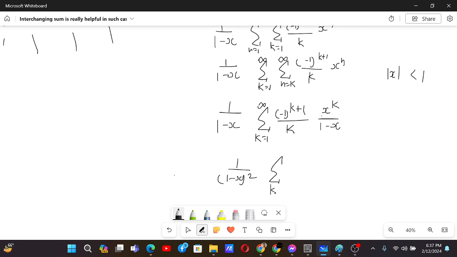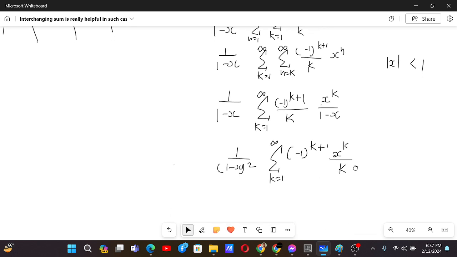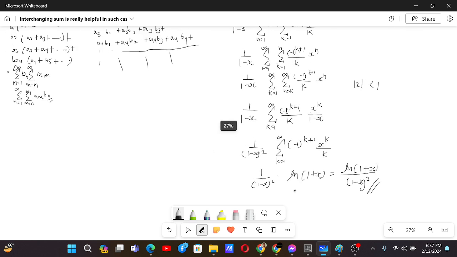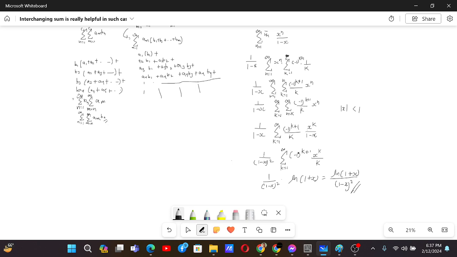This is the sum from k equals 1 to infinity of minus 1 to the power k plus 1 times x to the power k by k. Now this is a well-known result. This is just the series for ln of 1 plus x. So you have it there: ln of 1 plus x over 1 minus x whole square. This is our answer. Now I want to give you one problem to try.